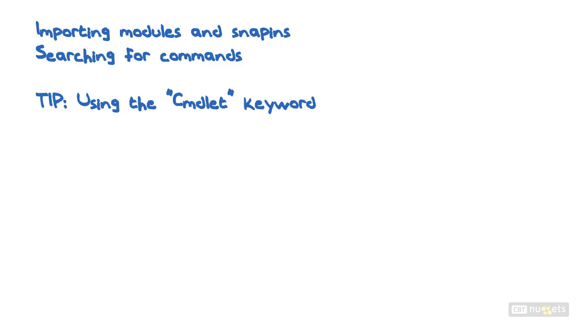So now you know how to extend the shell. I've shown you how to import modules and snap-ins, and I've shown you some of the tricks and techniques that differ between the different versions of Windows PowerShell. I've also shown you how to search for commands and start finding the command that you need. And I showed you what I think is a very cool tip using the cmdlet keyword. The idea that that keyword only means something to PowerShell and that you can use it for search result optimization is just awesome. I hope this has been informative for you, and I'd like to thank you for viewing.